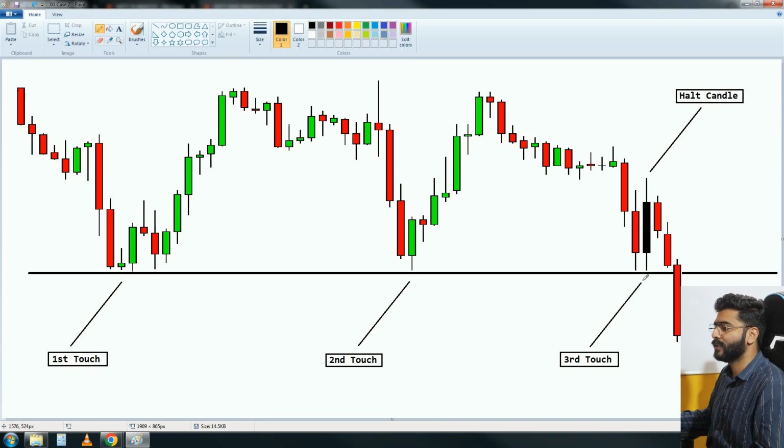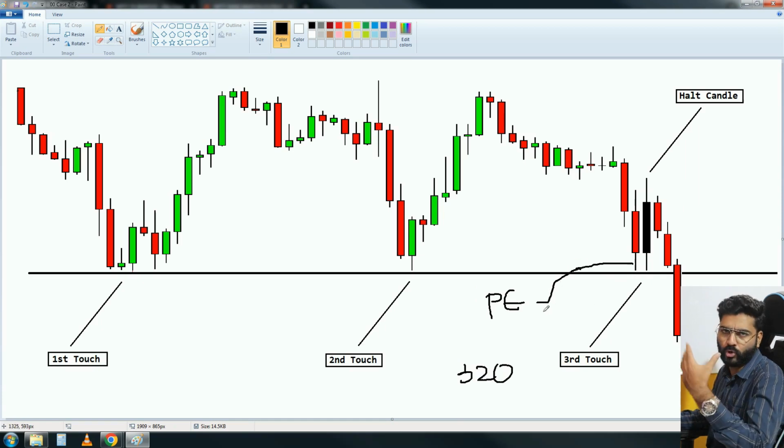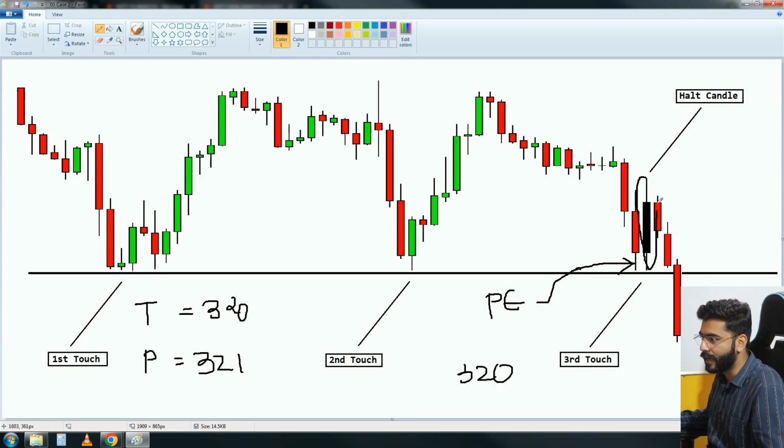That's it. So let's assume here we're going to buy a put because the market is falling down, and let's assume 320 was the high of this red candle, on the put option which we are observing. The premium went to 320. So in the trigger we'll put 320 as our entry price, and in the price section we're going to put 321, after we see this halt candle getting formed.